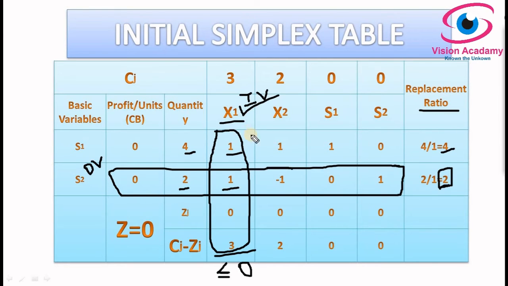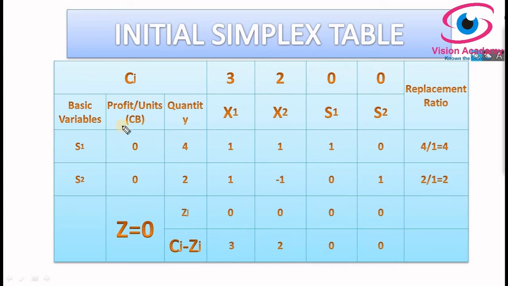Now one more element we have to find, that is the key element. The element which lies at the intersection of the column of the incoming variable, that is x1, and the row of the outgoing variable, that is S2, is called the key element. So the value 1 is the key element. This is the key element corresponding to the incoming variable and outgoing variable. The intersection point is the key element. Once you have found all this information, you can go on to one more iteration.